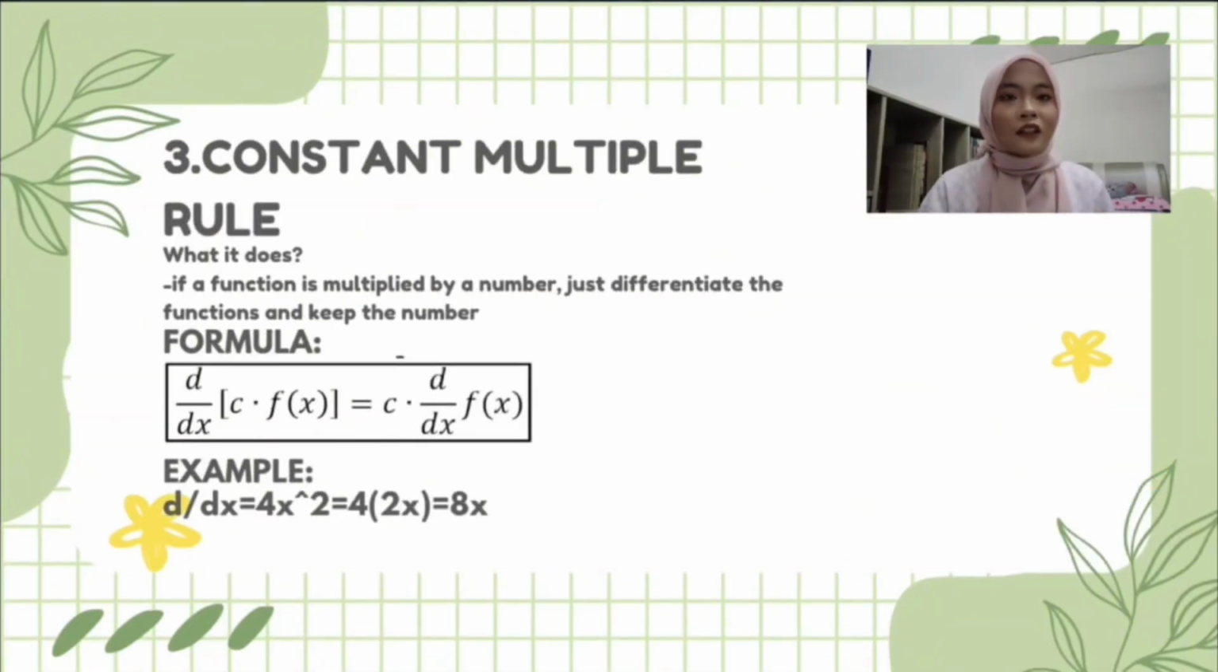Next technique is the constant multiple rule. If a function is multiplied by a number, just differentiate the function and keep the number, just like the formula given. For example, the question y equals 4x power 2. When we solve it, we differentiate. We write 4 first, then we differentiate x power 2, which becomes 2x, and then we solve it. Just 4 multiplied by 2 equals 8x. That is the final answer for that question.